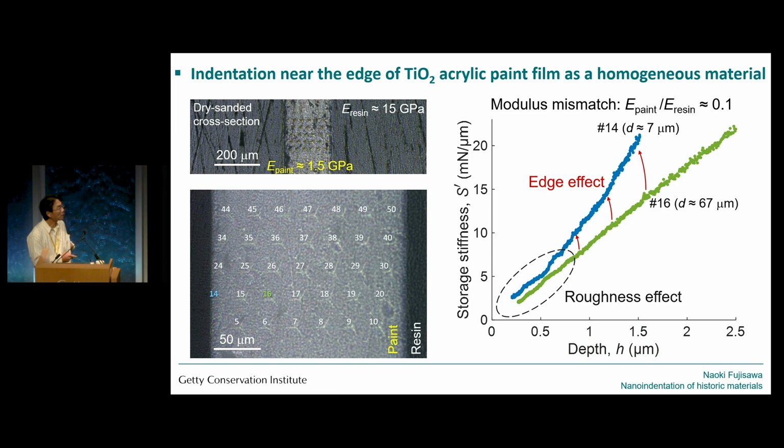And in testing a lot of samples in this cultural heritage field, we also have to deal with the effect of surface roughness, which dominates at the beginning of contact. And often there's a limit as to how shallow you can make an indent in a meaningful way, because this roughness effect masks the intrinsic property of the material.